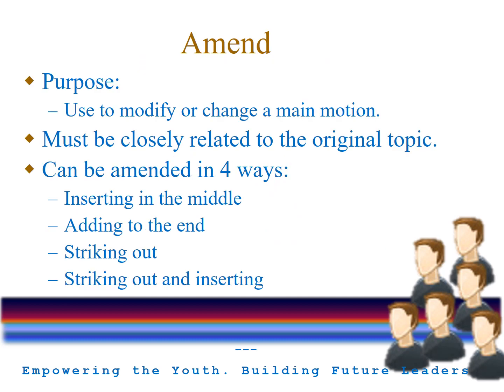Next, we have amendments. This is used to modify or change a main motion. The amendment should be closely related to the original topic. Amendments can be given in 4 ways. Number 1, inserting information in the middle; number 2, adding to the end; number 3, striking out some irrelevant information; as well as number 4, striking out and inserting new information.